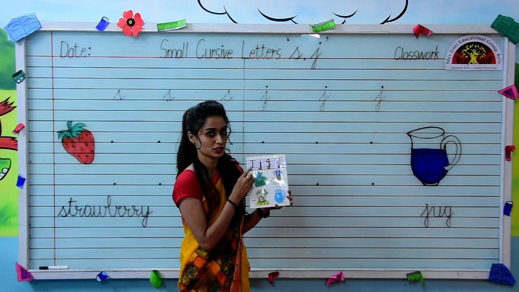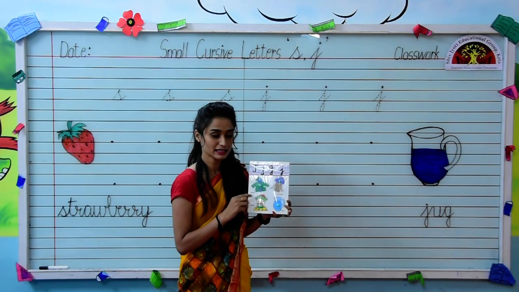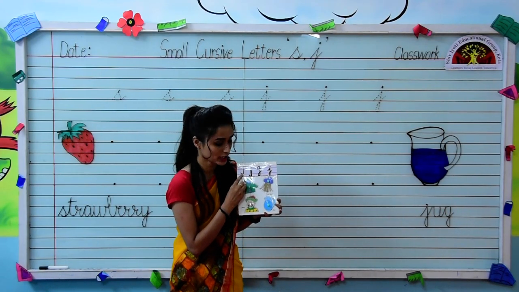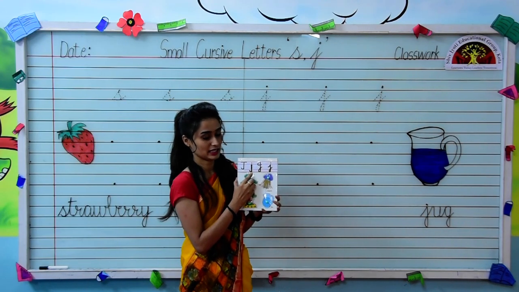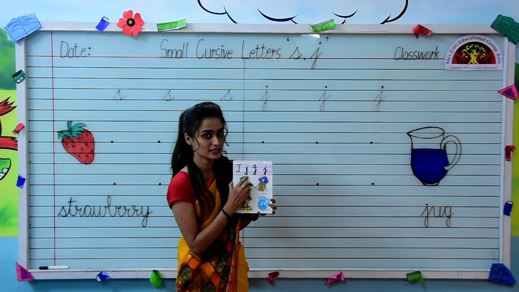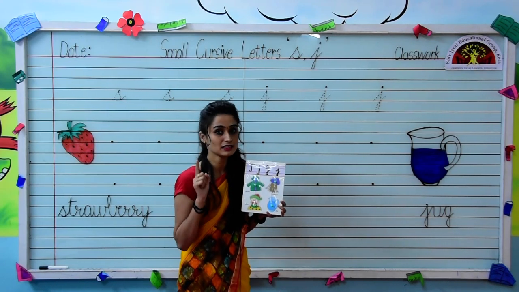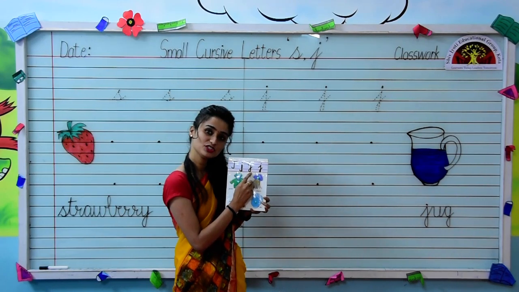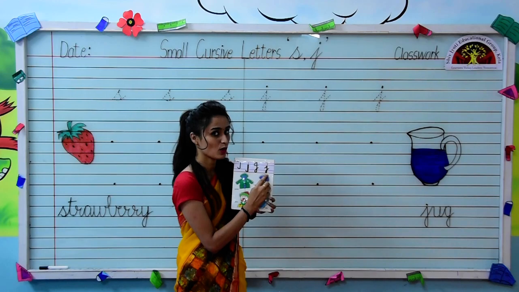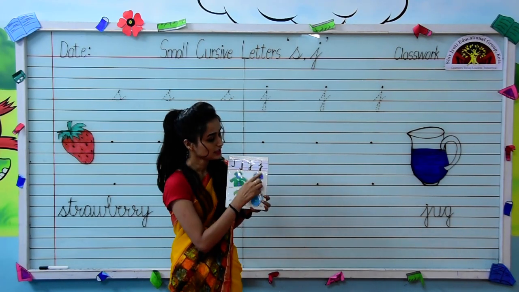The first formation is capital letter J. Come on the next one. The next one is small letter J. Come on the next one. This is capital cursive letter J. Today we will see small cursive letter J. So this one is small cursive letter J.